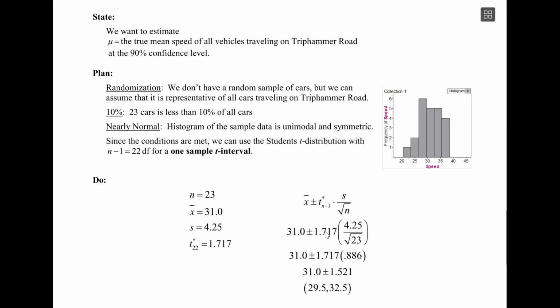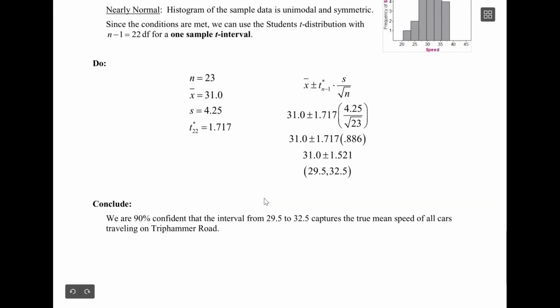Randomization, 10%, good. Nearly normal. So the histogram, here's the histogram, is pretty unimodal and sort of symmetric, so we go ahead and proceed, and it looks like our degrees of freedom is 22. Oh, there were 23 cars in that sample. Make sure you define all of your data, so right here, okay, and then put it into the formula. So make sure you do all those calculations. All right, and then we conclude with a 90% confidence interval. You can read the rest of that.